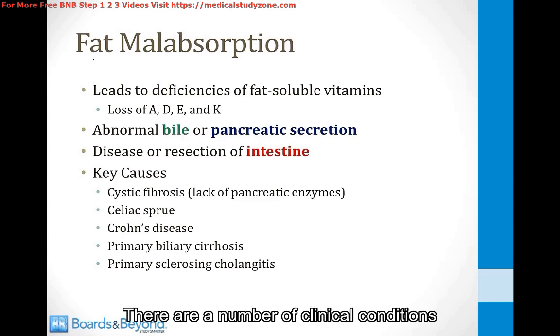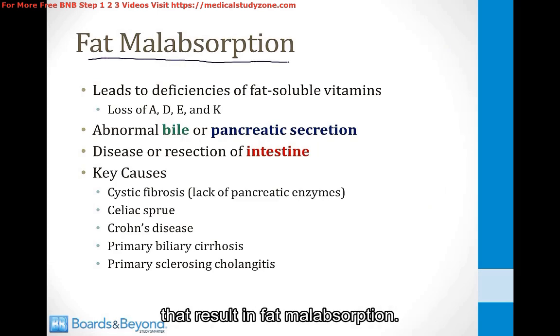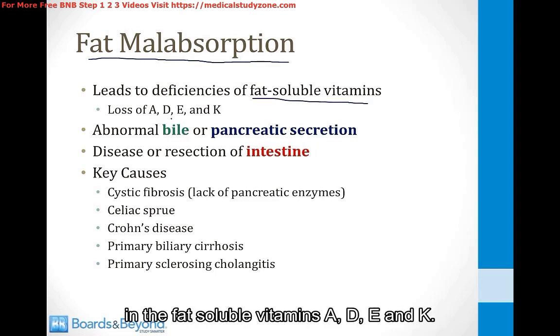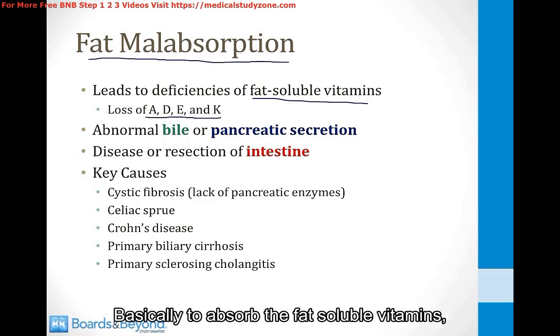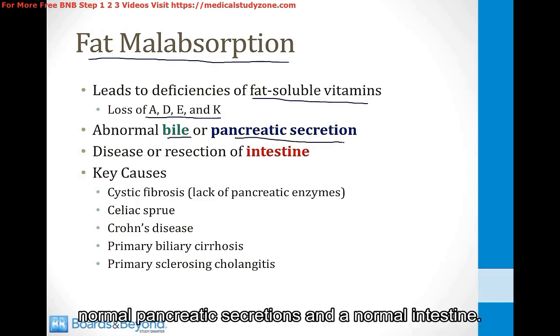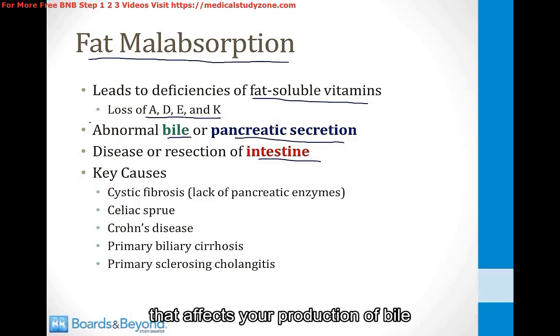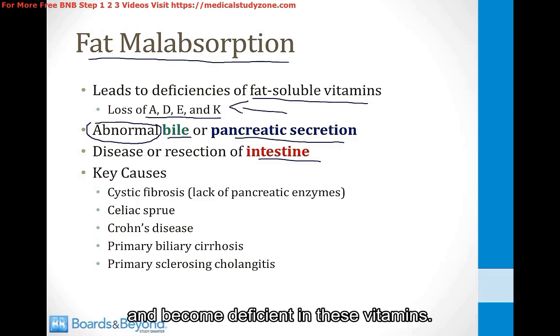There are a number of clinical conditions that result in fat malabsorption, and if you develop one of these conditions, you will become deficient in the fat-soluble vitamins A, D, E, and K. Basically, to absorb the fat-soluble vitamins, you need normal bile, normal pancreatic secretions, and a normal intestine. So if you have a disease that affects your production of bile or pancreatic secretions, you can develop fat malabsorption and become deficient in these vitamins.